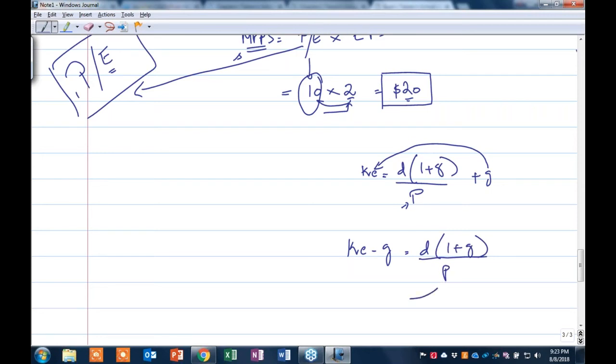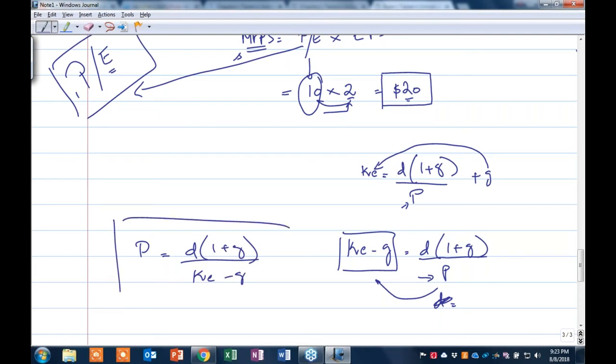So if we want to take P to the other side, we'll have to take the whole KE minus G down here. So the formula will now be P is equal to D into 1 plus G divided by KE minus G. So we've just rearranged this formula of the dividend growth model for price. Again, we need the same variables. We need dividend, we need the growth, we need cost of equity this time instead of the price, because price is something that we need to find out.